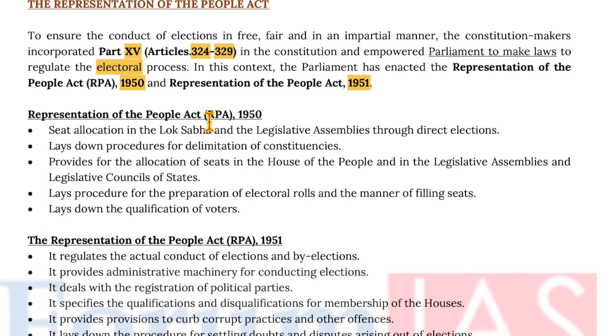Now, the Representation of People Act of 1950 allows for seat allocation in Lok Sabha and legislative assemblies through direct election, lays down procedures for delimitation of constituencies, provides for allocation of seats in the House of People and in legislative assemblies and legislative councils of the states, lays down the procedure for the preparation of the electoral roll and the manner of filling seats, and lays down the qualification of the voters.